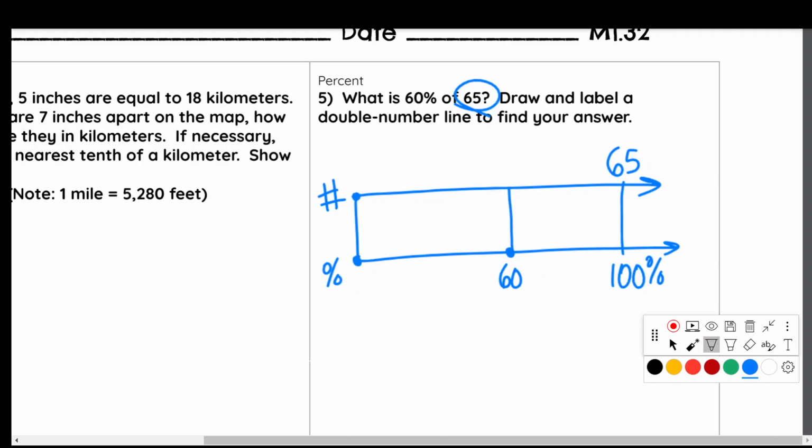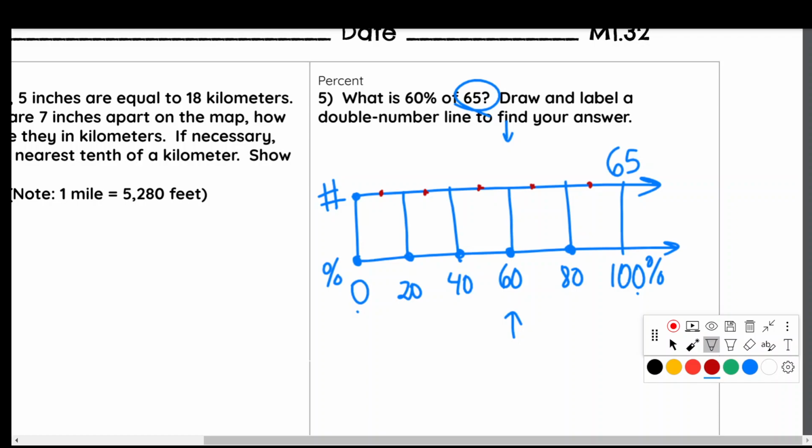I want to know what number goes with 60%. I'm going to count from the 0 to the 100 and make sure I land on 60. And we've practiced counting by 20s in my classroom, so I'm going to count by 20s. 20, 40, 60, and 80. I can label each of those. Draw the lines through. I can see that 65 has been divided by 5. 1, 2, 3, 4, 5 pieces there.